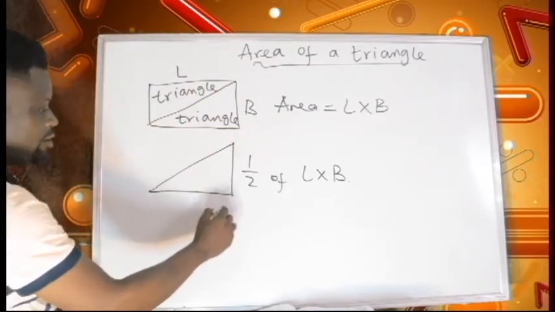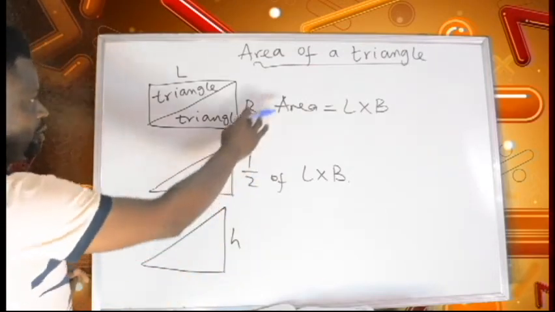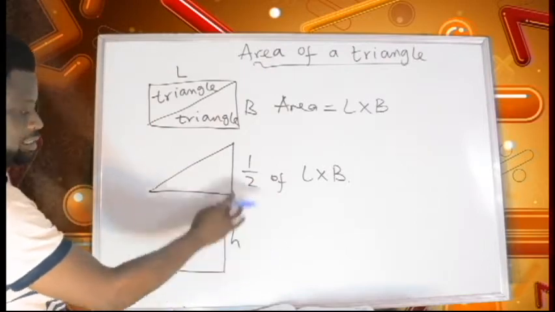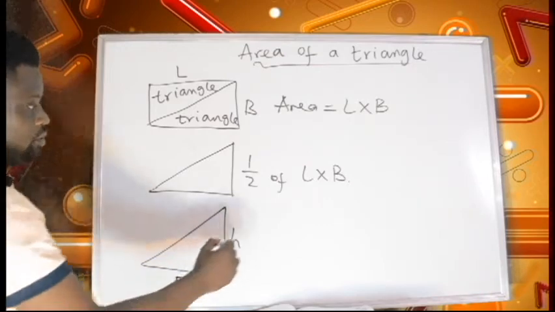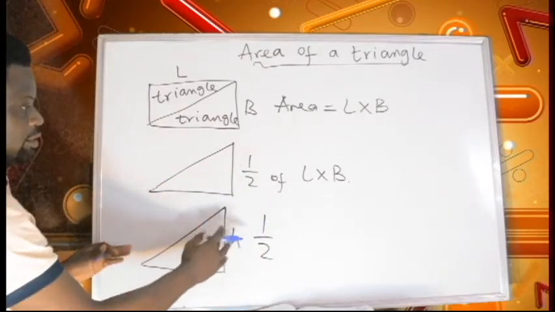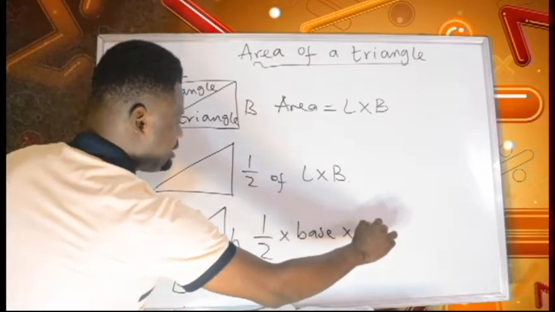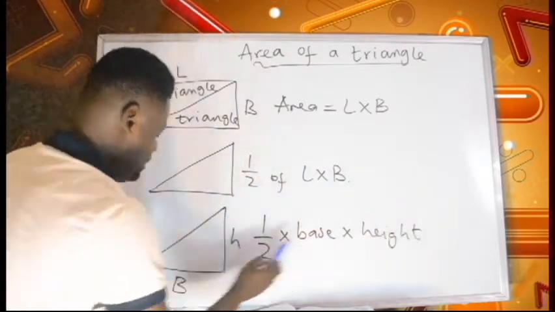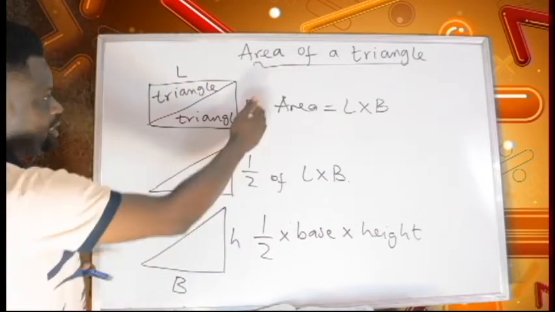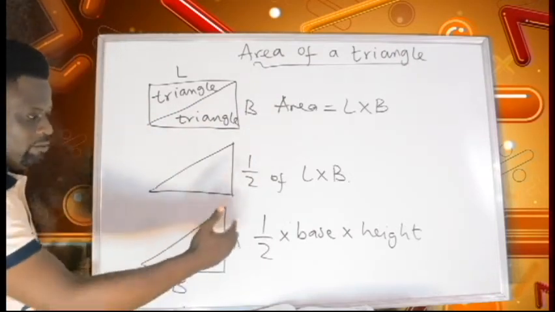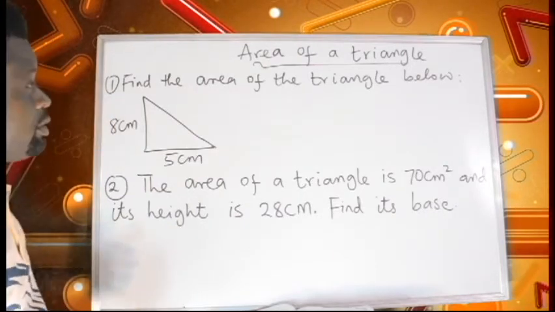So therefore, the area of a triangle equals, this is your height, your breadth becomes the height of the triangle, and your length becomes the base of your triangle. So therefore, you see the area of a triangle is half times base times height. The base stands for your length before, the height stands for your breadth before. So your area of a triangle is half base times height. So let's treat these two examples.